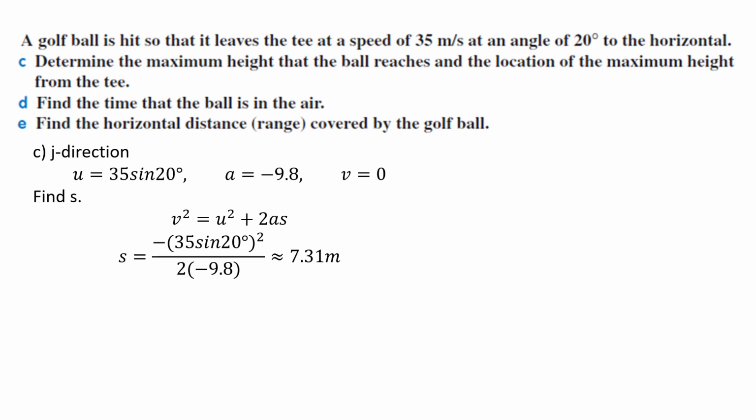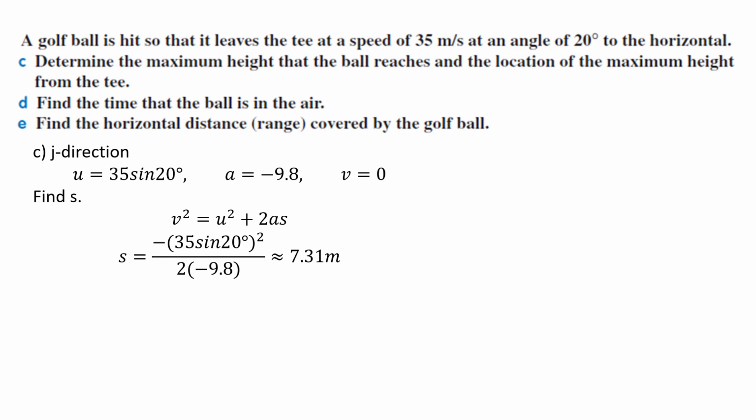Well, of course, if we resolve things vertically in the j direction, our initial speed becomes the speed of projection as resolved vertically, so 35 sine 20, acceleration minus 9.8. And of course, we know its final velocity in the j direction will be equal to 0 once it's reached its maximum height. And we can just use our v squared equals u squared plus 2as, resolving for s, and we come up with that maximum height that it reaches above the ground.